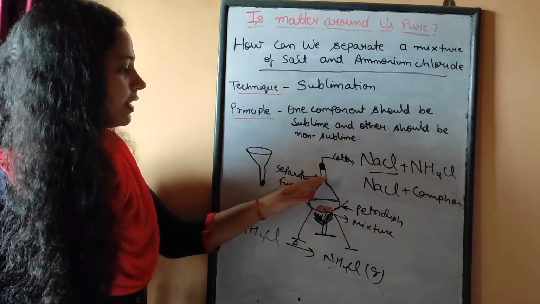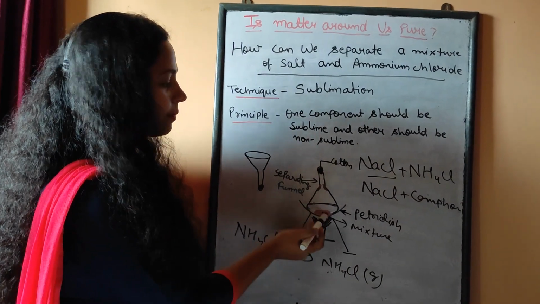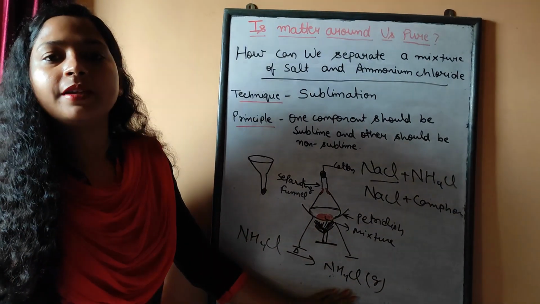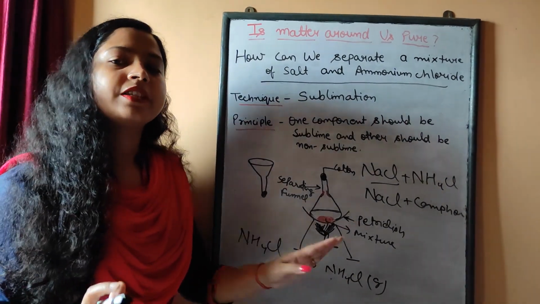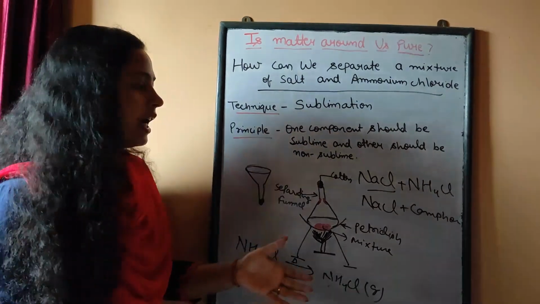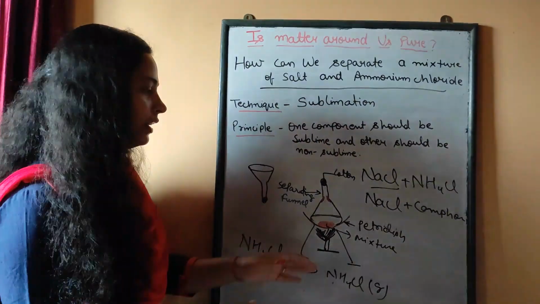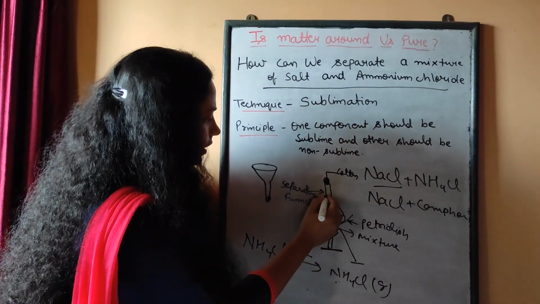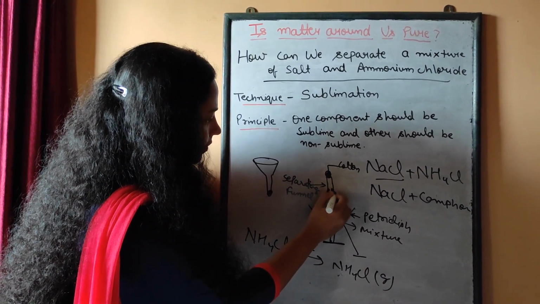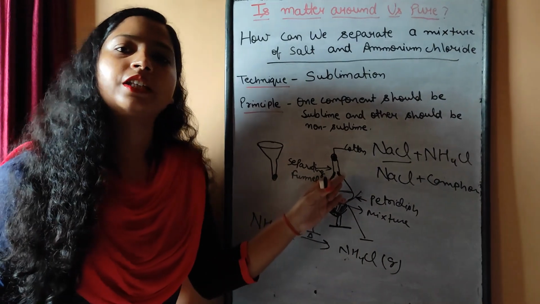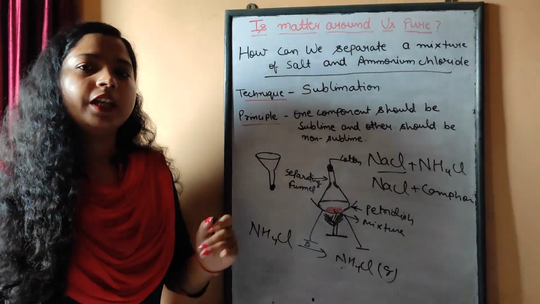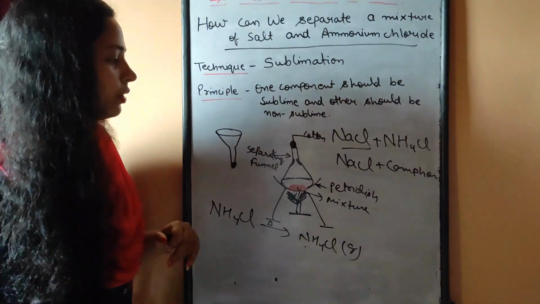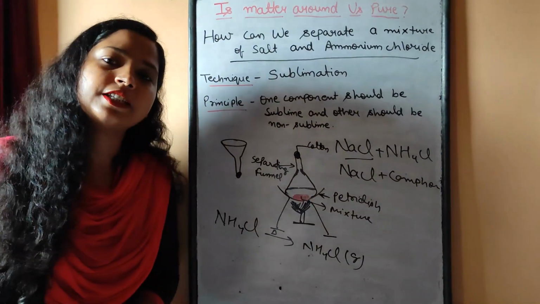So what will happen? Since here the temperature is lower than this part, the fumes of sublime material, that is NH4Cl, start condensing, start getting solidified, and the fumes get converted into solid NH4Cl, and they just stick there at the wall of the separating funnel. Now in the petri dish, when all the fumes of NH4Cl fume out, in the petri dish we get the NaCl in the liquid state.